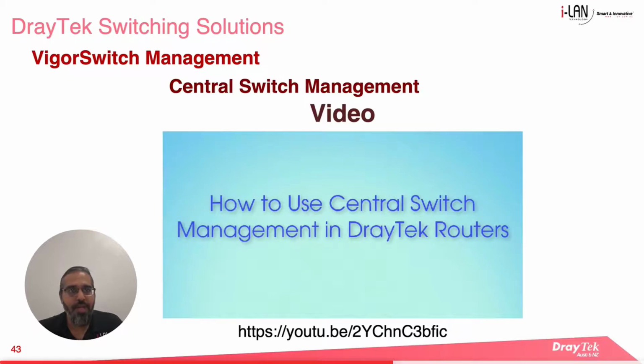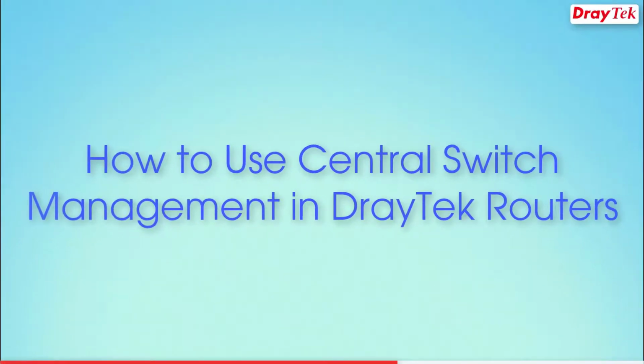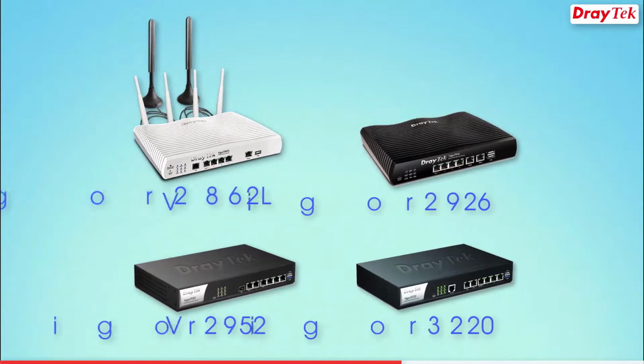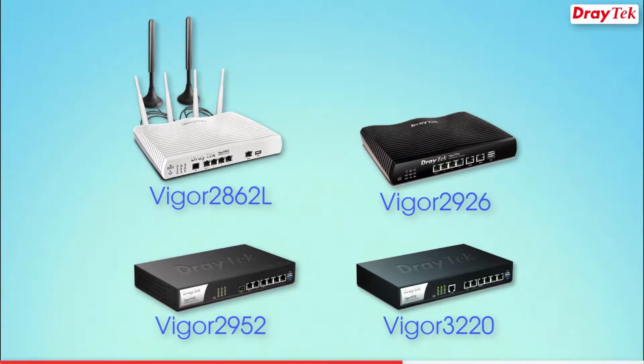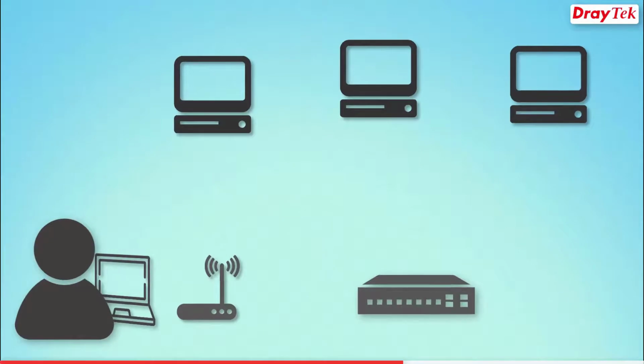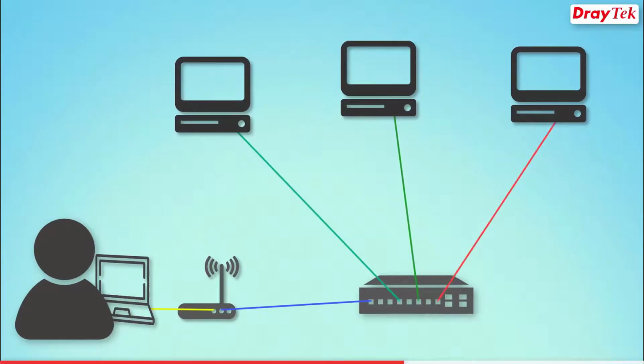Before we finish, I'd like to show you a short video that demonstrates the Central Switch Management feature in a VIGA 2925 router. This is similar in later router models. Hello everyone. Central Switch Management is a feature that is available in dual WAN and multi-WAN routers. It allows you to configure and manage Draytech VIGA switches connected to the router LAN from a single console, greatly reducing the workload needed. In this video, I will show you how to use the switch management feature in VIGA routers.